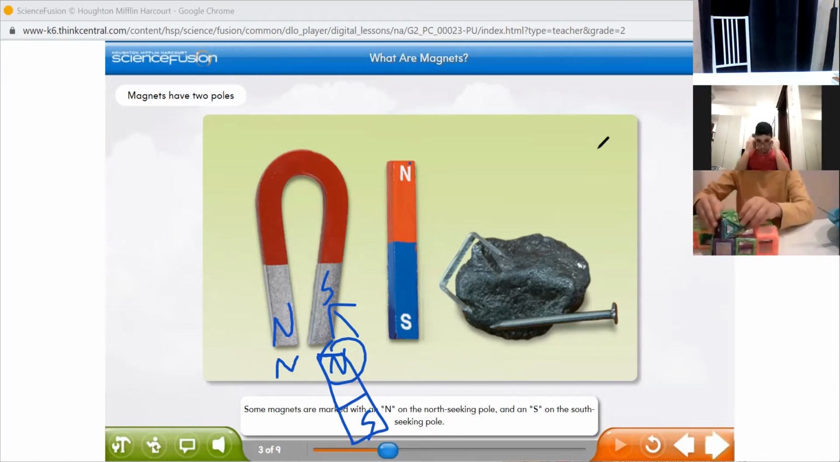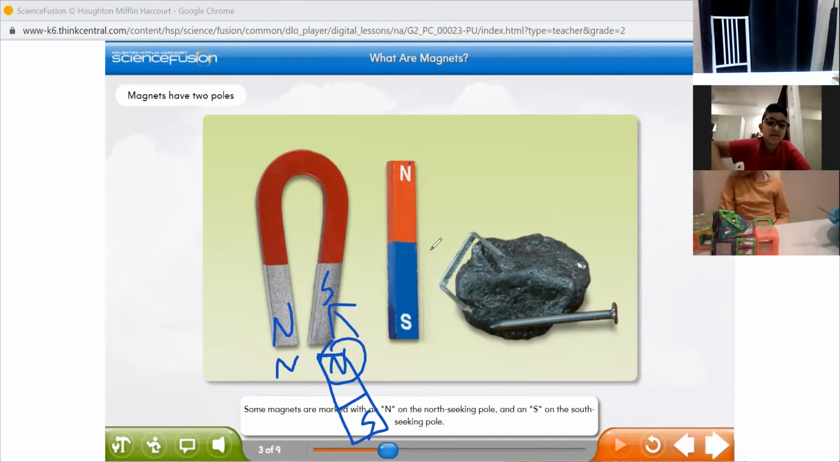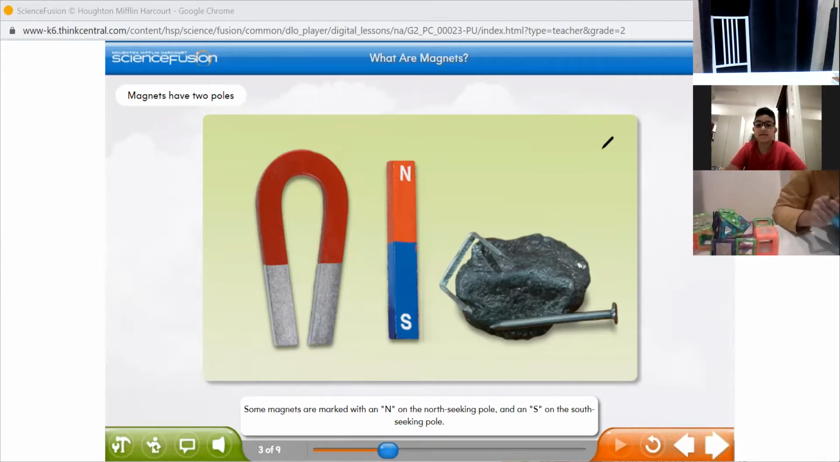All right, boys? So, can you use the words attract and repel, Khalid, again? Different poles will what? Attract or repel? Attract. Excellent. And same poles. Attract or repel? Repel. Excellent, everyone. Bravo, bravo, bravo. Thank you. Welcome.